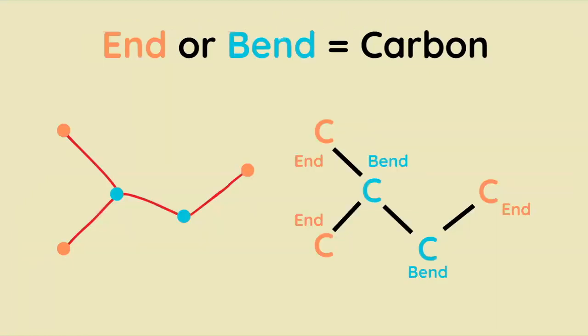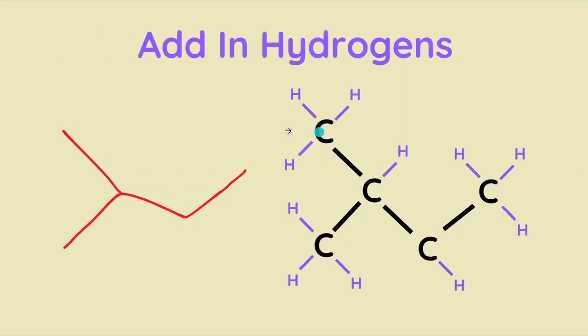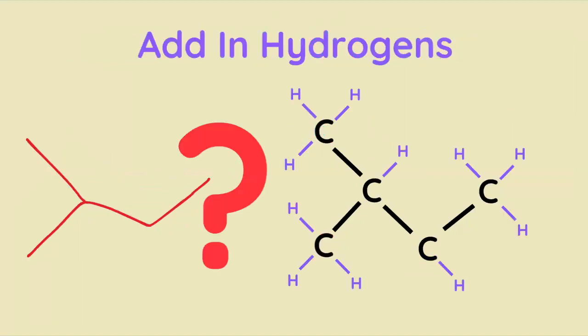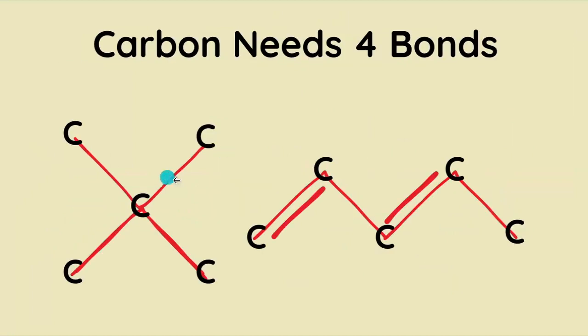On our bond line structure, all of the ends and bends are carbons, and then we fill the rest in with hydrogens. But how do we know how many hydrogens to place at each respective carbon? So the key to understanding and dissecting bond line structures is focusing on the fact that every carbon, all the ends and the bends, need a total of 4 bonds.